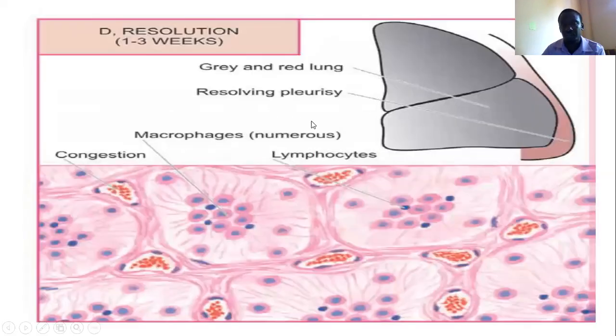So there goes the picture. In the resolution stage, we have the affected lobe returning to normalcy, back to its normal previous texture. The predominant cells are the macrophages, a lot of them, and we also have some lymphocytes.